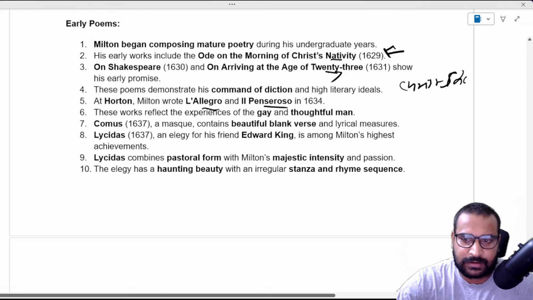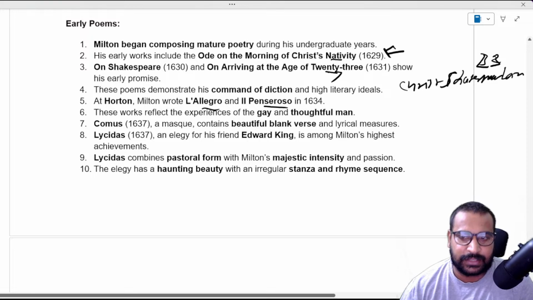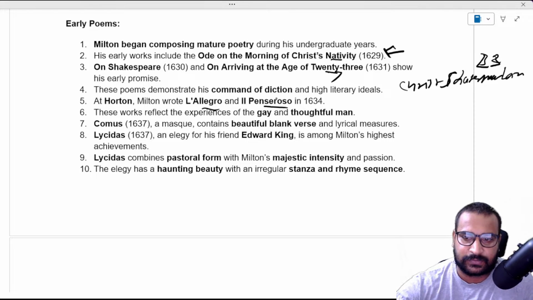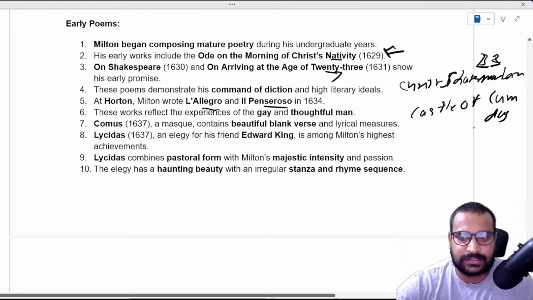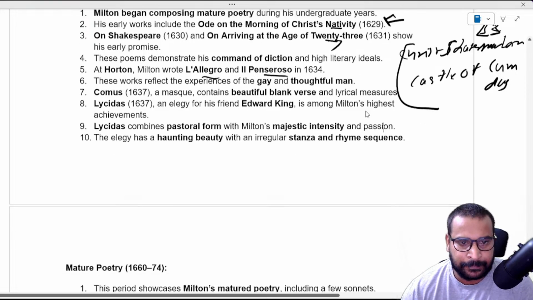Shakespeare, Lane, 23 Lane, and then all the things. Right. Here we have Castle of Comus. Remember that. Comus. So this was all the early poems that you can remember.